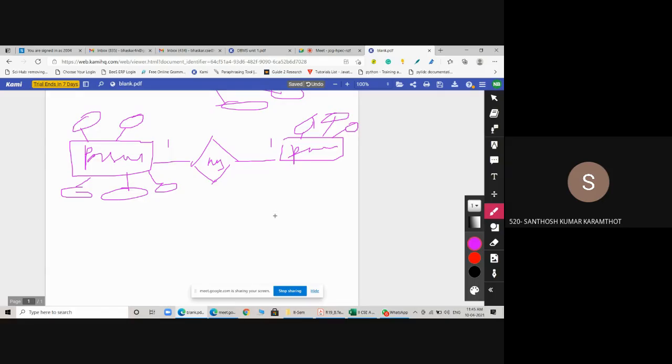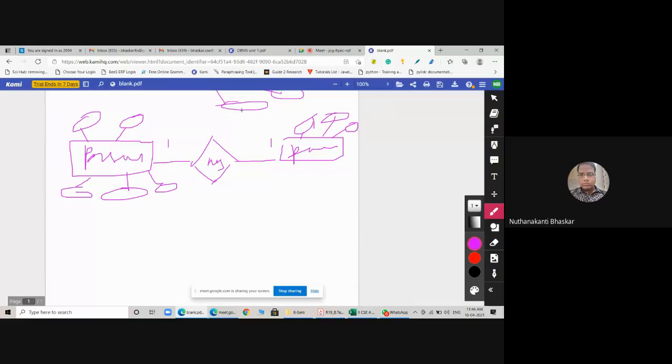Employee. Company has employee. Yeah, company is one, but employee only one? Company is having only one employee. Employee means many, right? Department has HOD. Yeah. Here HOD is only single for a single department. Right. It will work. Right answer.